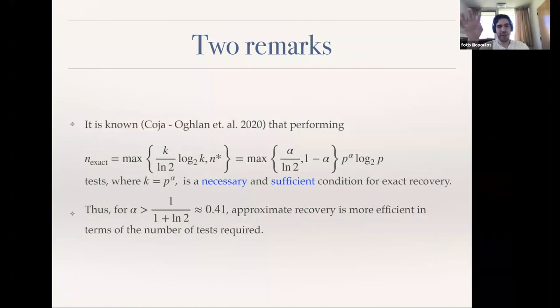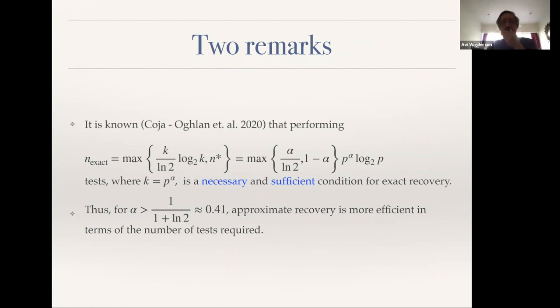So the second remark I want to make is, why are we doing approximate recovery? Because we want to save some tests. Otherwise, if it was the same to do, we'd just do exact recovery. And indeed, recently Kojao Klein and his group identified exactly the number of tests you need in order to identify the infected individuals in the exact recovery setting. They are given by this formula, at least when k is p to the power of alpha.